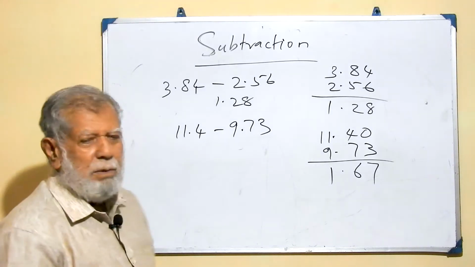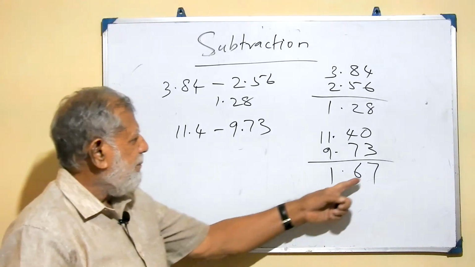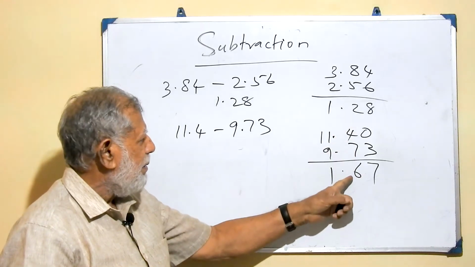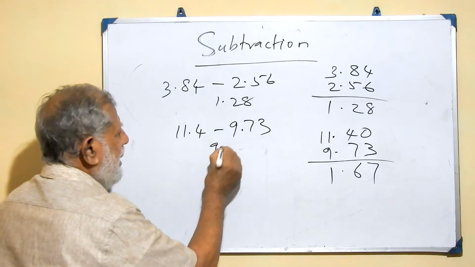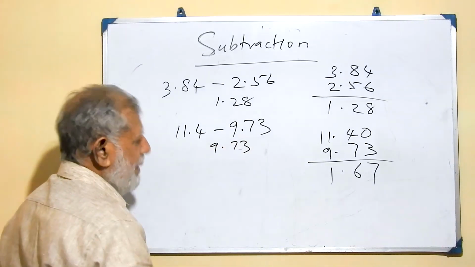And it is always better to check this by adding from the bottom. 7 and 3, 10, 1 over. 7 and 7, 14, 1 over. 2, 11. So the answer here is 9.73.